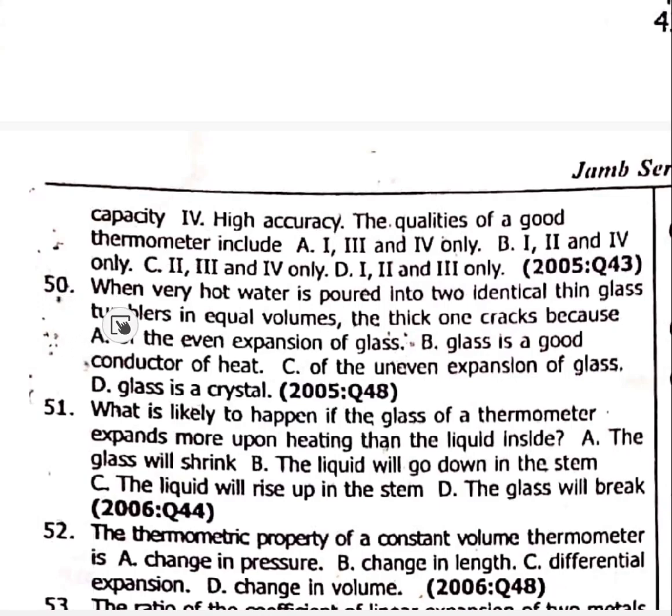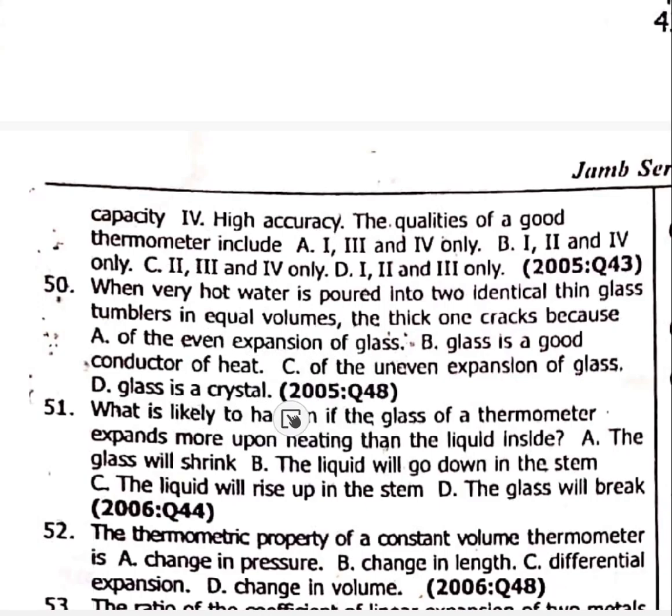You get them. 50. When very hot water is poured into two identical glass tumblers in equal volume, the thick one cracks, the thick one go crack. We don't first touch this one because of uneven expansion of glass. 50 is option A. You're not supposed to pass A, but let's see if there's other options before you pick. Option C says even. See this one, they say even, wrong. Uneven is the right answer. So even myself, I almost want to pick the wrong answer.